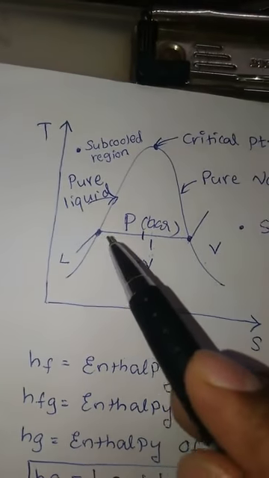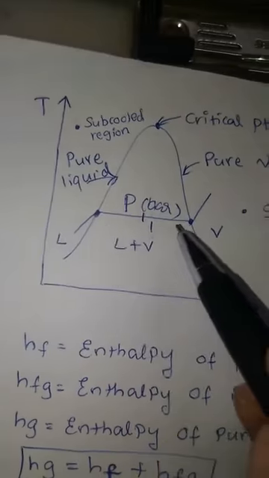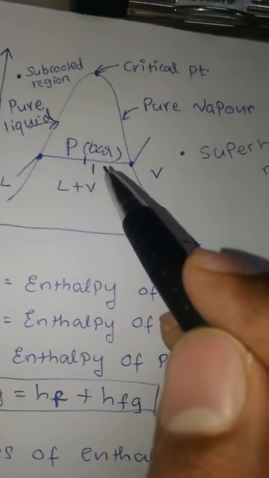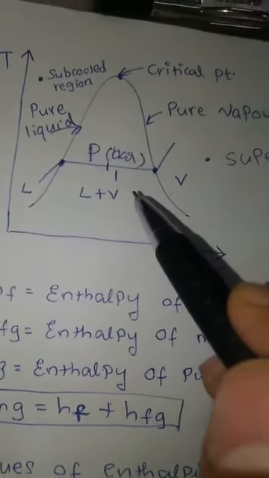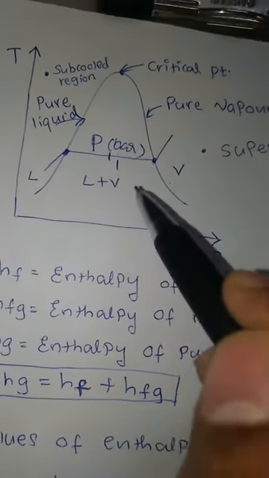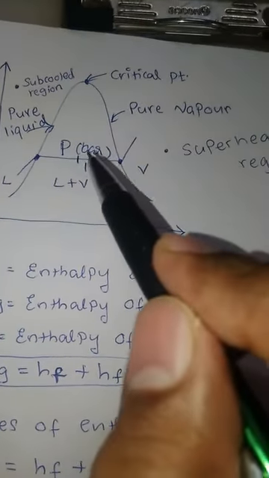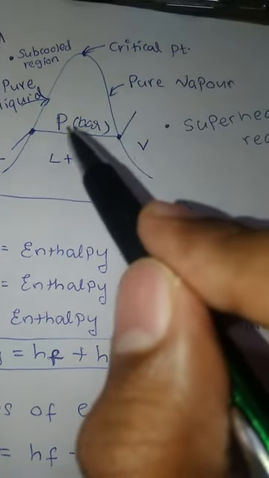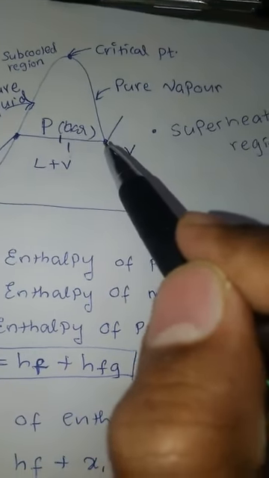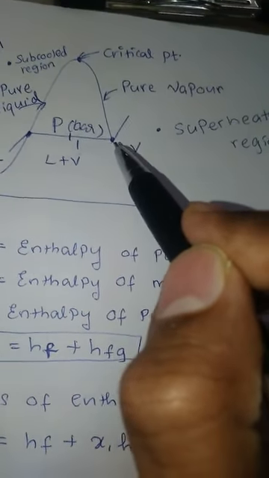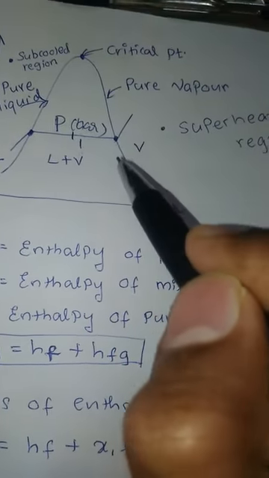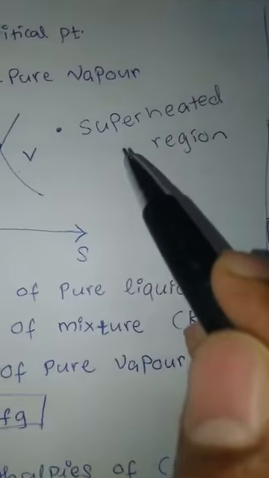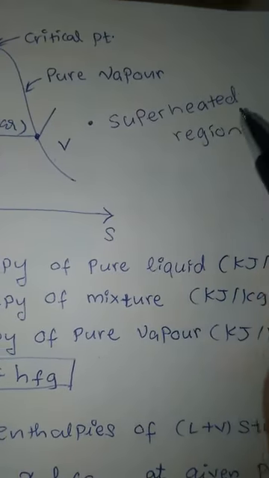So in the region between these points, whenever the dryness fraction is less than 1, that is in this L plus V region, we call the steam wet steam. At this line, when dryness is equal to 1, we call it dry steam, and beyond this, we call it superheated steam.